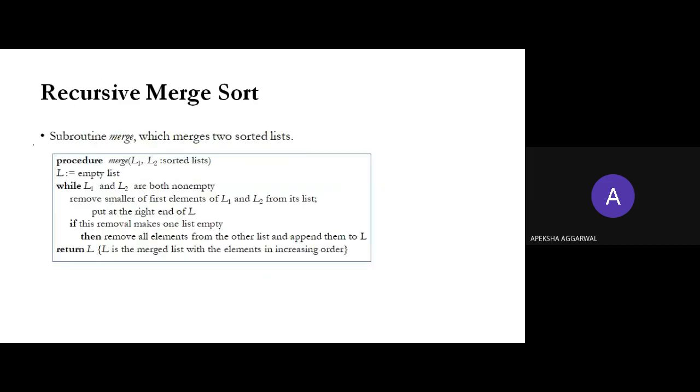So what the merge procedure will do is, while L1 and L2 are both non-empty, if both become empty, then you will stop. Okay. And if L1 and L2 both have some values, what you will do is remove the smaller of the first elements. So you have the first list and the second list. You will compare this element and this element, delete whichever is smaller, and then shift your pointer to the right, right? And put the smaller of the first elements to L. So in L, you will put this element over here, right? And shift your pointer to the right.